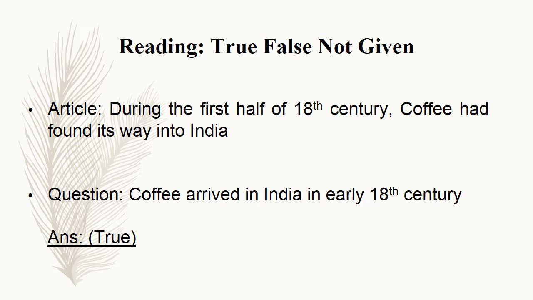So, true, false, not given. Let's see an example. The article: during the first half of the 18th century, coffee had found its way into India.